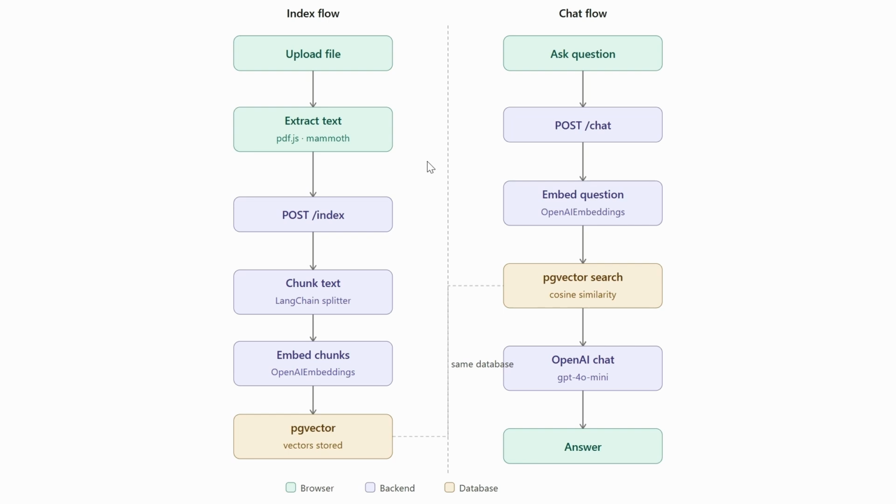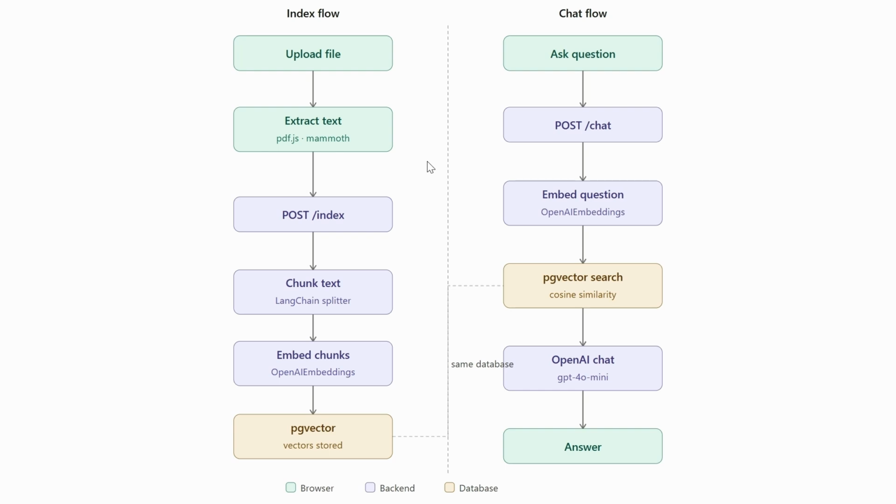RAG stands for Retrieval-Augmented Generation. Instead of AI answering from its training data, RAG searches the document you provided to it and answers only from those documents. So this is the diagrammatic representation of the flow. I generated it using Claude.